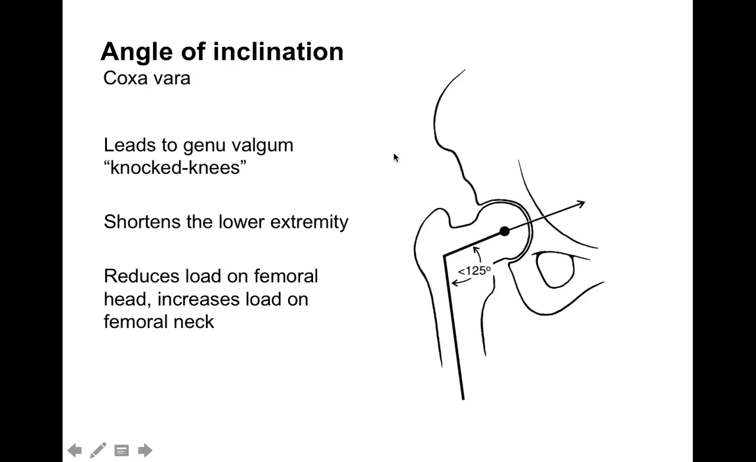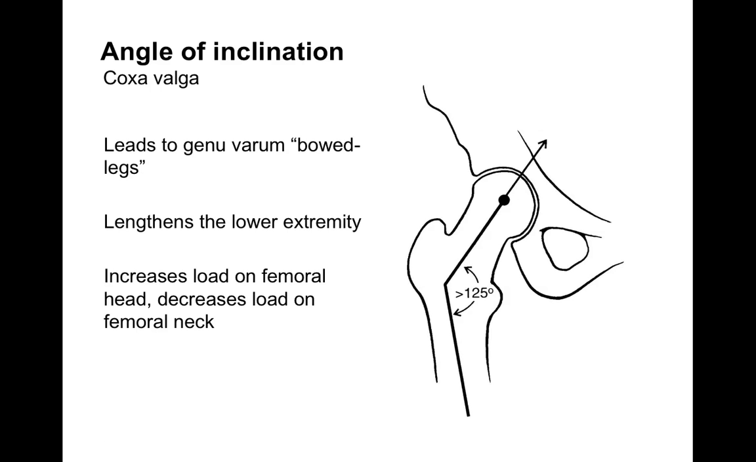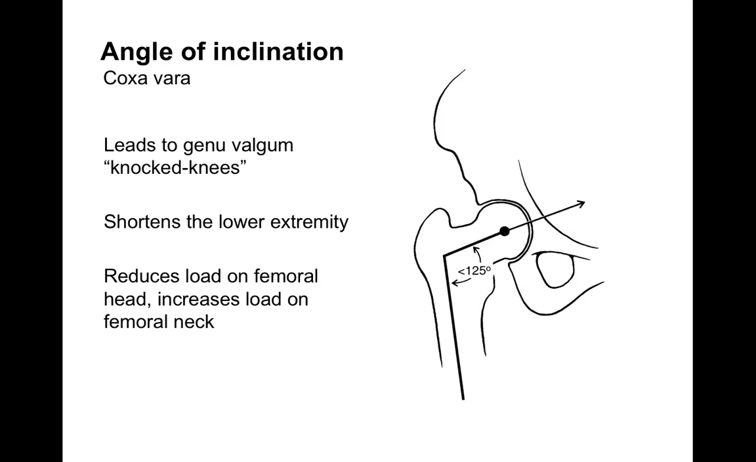Now, the reason why we care about the loading of the head and neck of the femur: with a coxa valga situation, there will be much more loading on the femoral head, increasing that person's risk for development of osteoarthritis at the head of the femur. Compared with an increased load on the femoral neck, this would put this individual at a greater risk for a fracture through the neck of the femur.